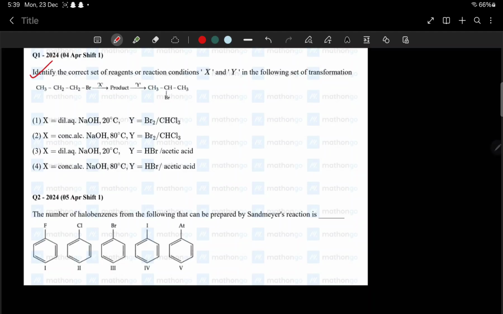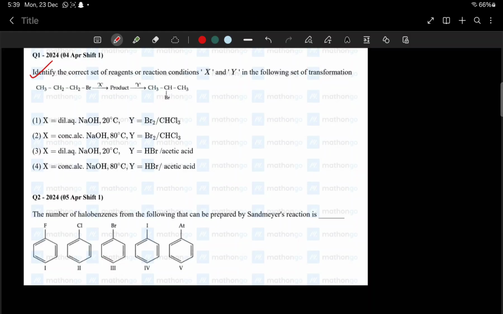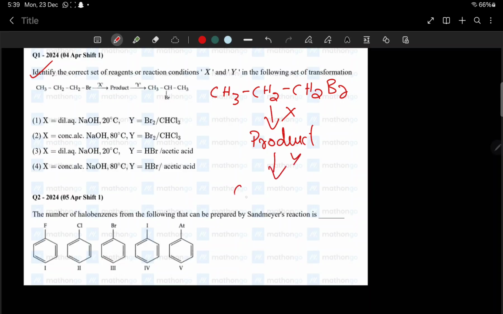Identify the correct set of reagents or the reaction condition X and Y in the following set of transformations. So what is happening? We are having CH3CH2CH2Br. We are using an X reagent and converting it into a product. Now after that, we are using some Y and converting it into something like this, right? Yes. So what is this X?